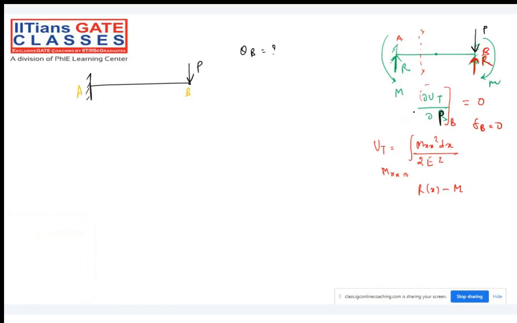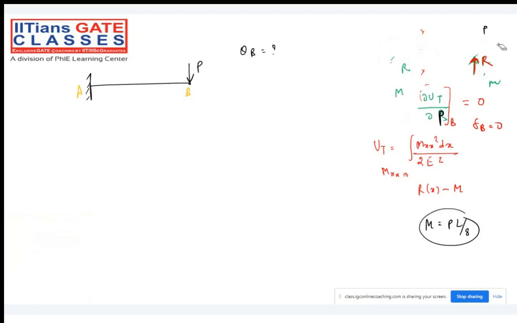You can try after learning the strain energy method. You can try this, and you can get the answer, whether you're getting M equal to PL by 8 or not. And let me know on WhatsApp whether you're getting it or not. Right? Understanding? You can do that.